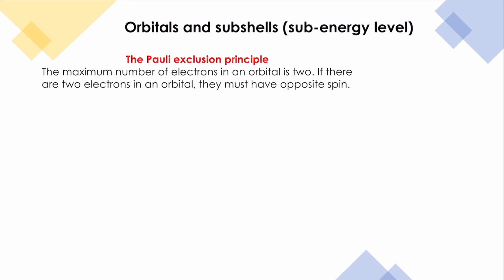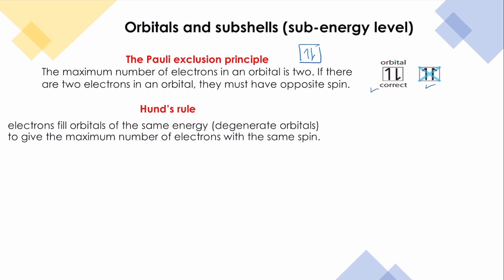How are electrons filling the orbitals? First of all, we have what's called the Pauli exclusion principle, which says that the maximum number of electrons in an orbital is 2. So if I have a box representing an orbital, the maximum is 2 electrons. And if there are 2 electrons in an orbital, they must have opposite spin. Why? Because electrons are negatively charged. To minimize this repulsion, they are spinning in different directions. As you can see here, this is correct, but this is wrong. They will never have the same spinning.